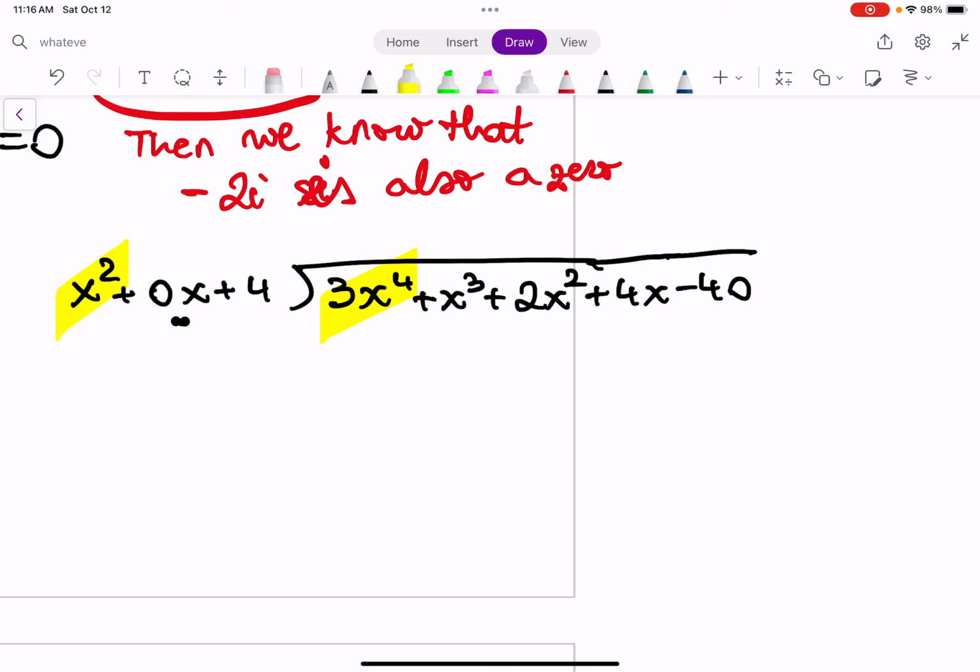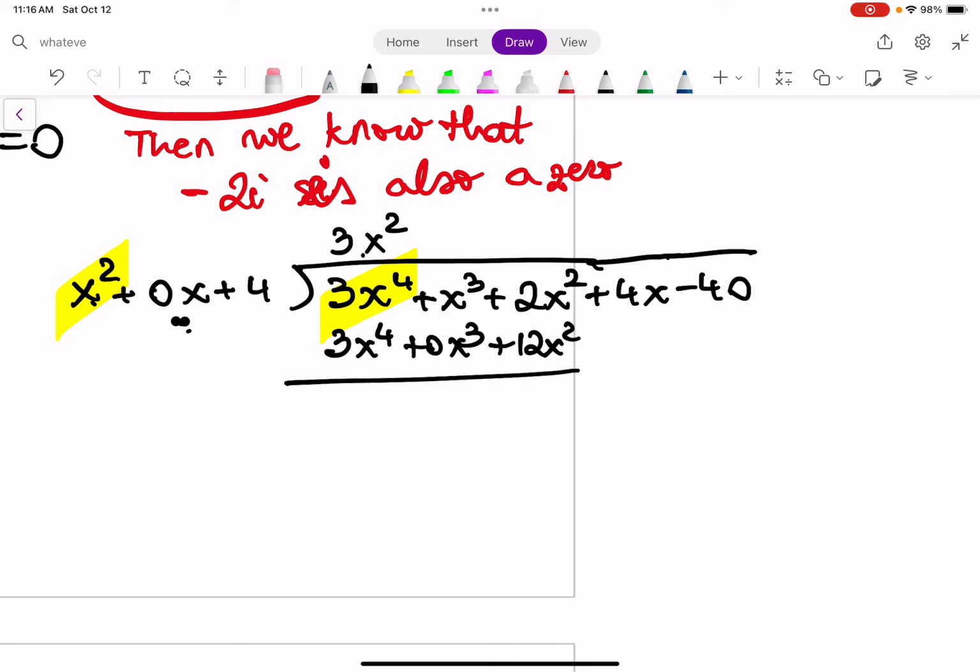x squared goes into 3x to the 4th how many times? We need a factor of 3, and we need 2 more x factors to get from 2 to 4 x's. So 3x squared times x squared is 3x to the 4th, plus 0x to the 3rd, plus 12x squared. Subtract everything. So I'm going to get an x cubed minus 10x squared, and then bring down that 4x and play the game again.